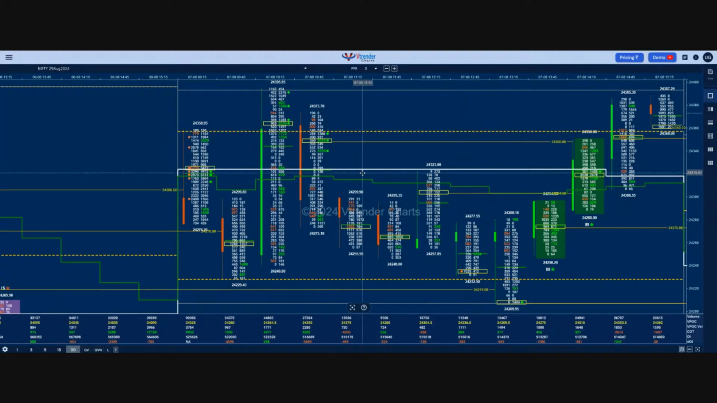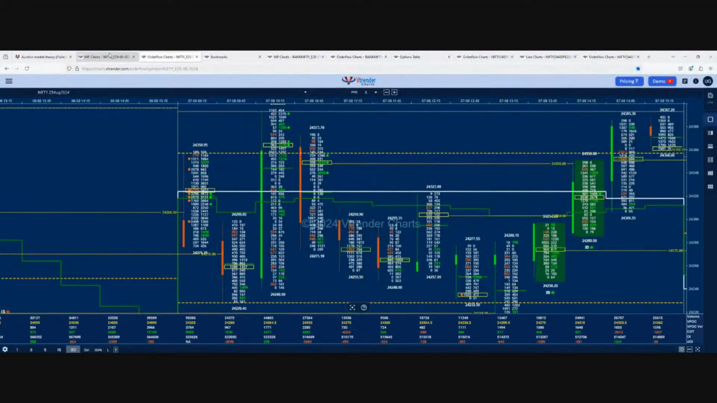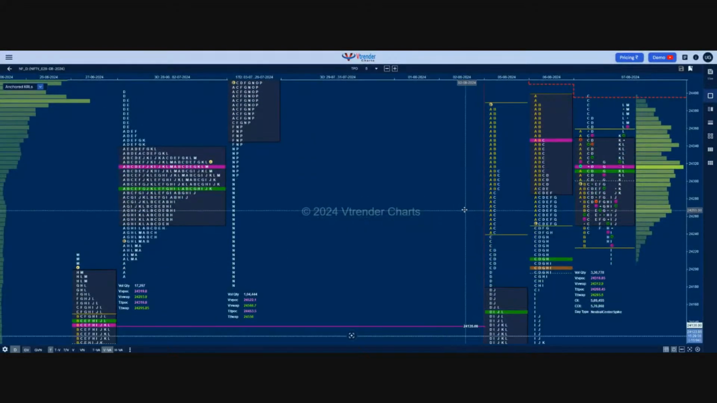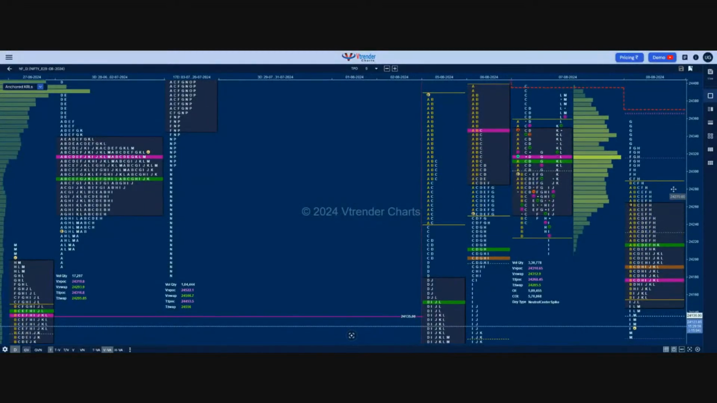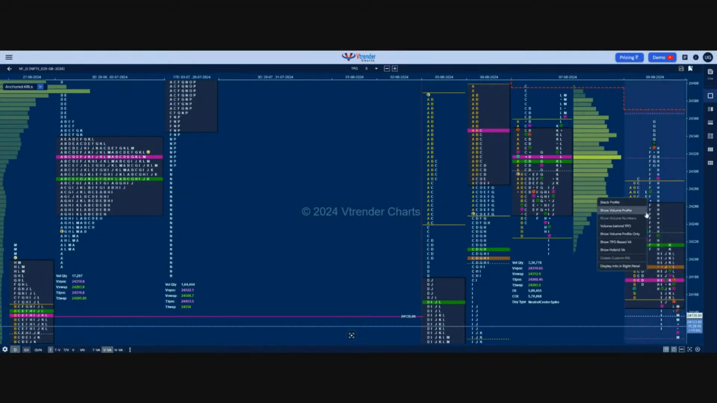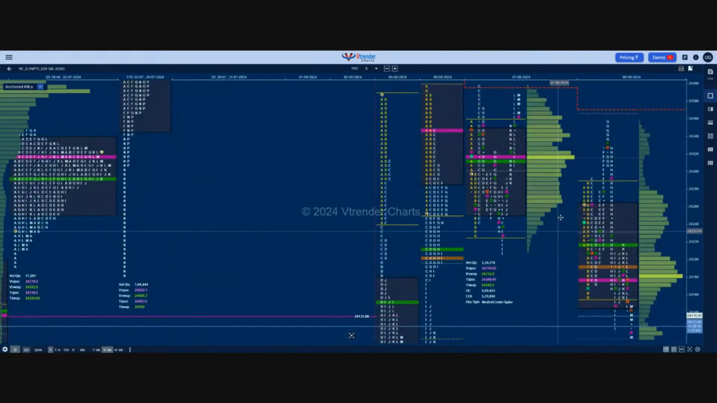So how did we open today? What happened today? Let us have the market profile chart first, and then we'll move on to the order flow chart of today. So today's open, I'll split this chart and open up the volume profile. Today's open, as you can see, was lower. So we were nowhere above this IBH. So very clearly this FA was not in play at the open because we opened below this IBH.